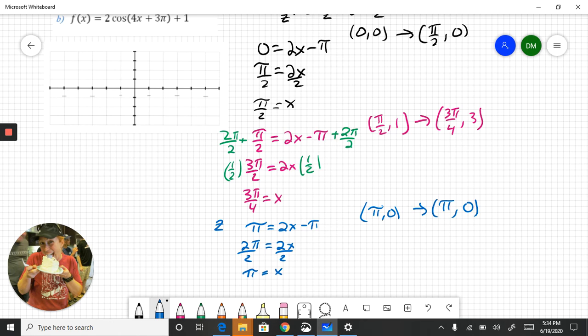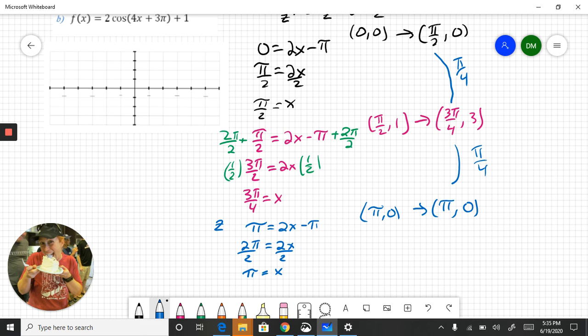How does this make sense? Because we might think that this isn't making sense, and maybe we did make a mistake. But looking at this, what we can figure out is that the change from here to here is pi over 4. The change from here to here is pi over 4. So I know that about my key points is that they're all evenly spaced. So even though this is weird, it's still correct.